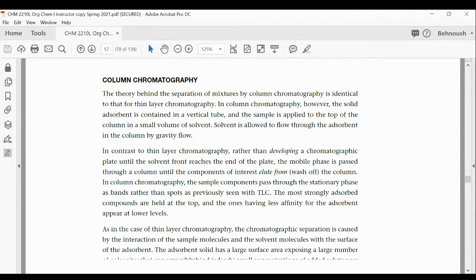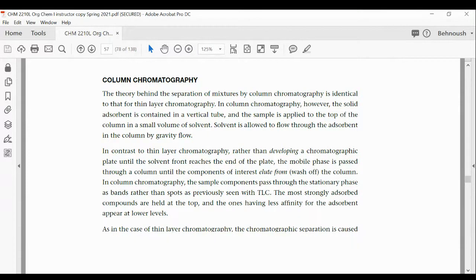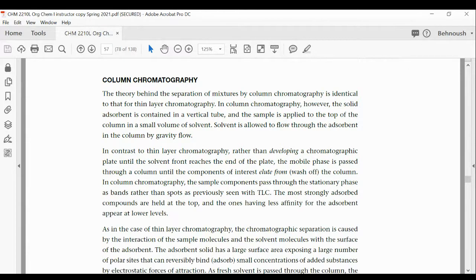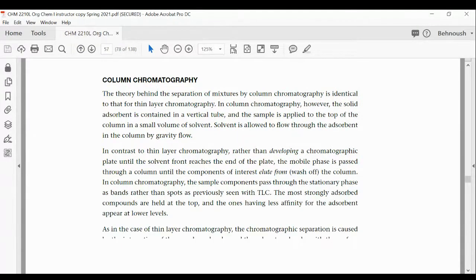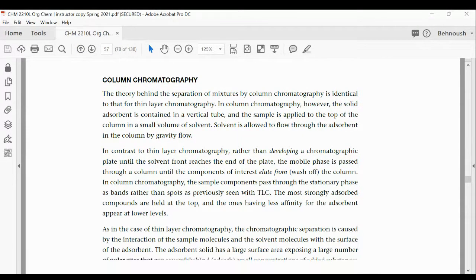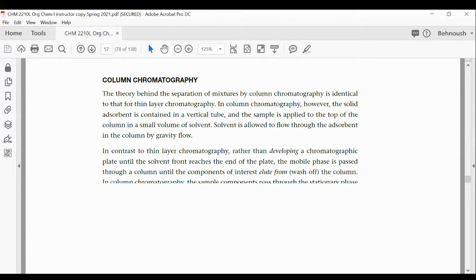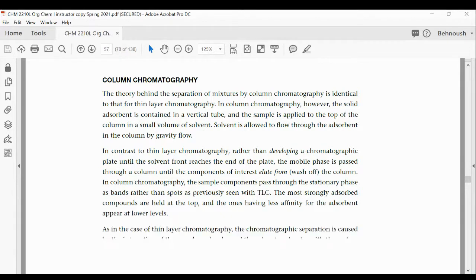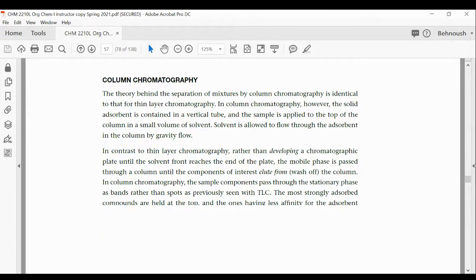So you understand that separation in chromatography is based on the polarity and adsorption, and how strongly your sample wants to interact with the stationary phase versus the mobile phase. In TLC, your stationary phase is a white coating, or a thin layer, of either silica gel or alumina. It's a polar surface. In column chromatography, you could use polar or non-polar column packing.